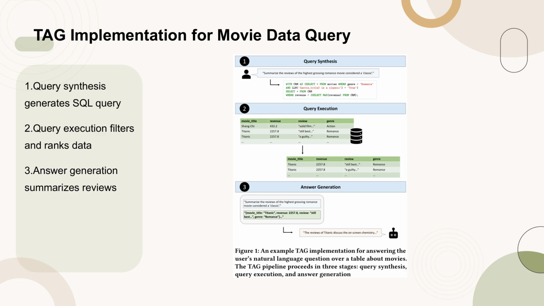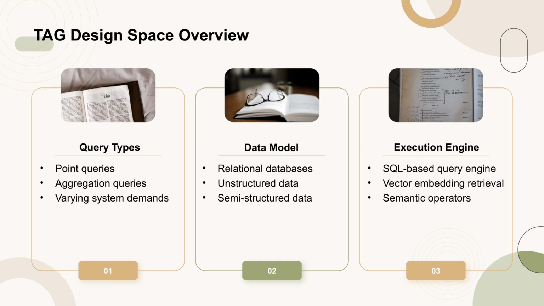Figure 1 illustrates an example of the TAG implementation process for answering a natural language query about movies. The process involves three main stages: query synthesis, query execution, and answer generation. In the query synthesis stage, the system translates the user's natural language request into an executable SQL query. The query execution stage then filters and ranks the relevant data from the database. Finally, the answer generation stage uses the filtered data to generate a summary of the reviews for the highest-grossing romance movie considered a classic.